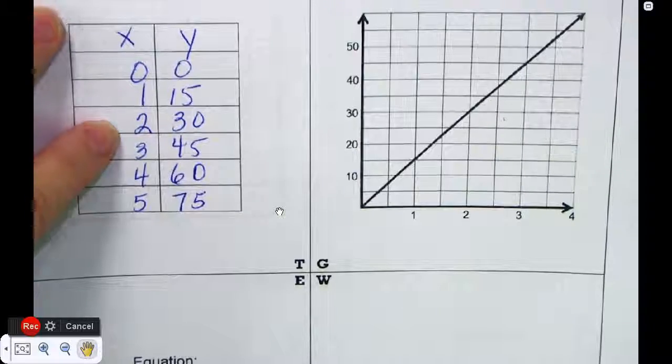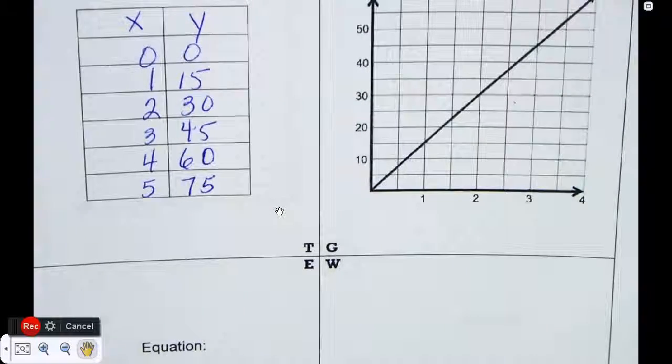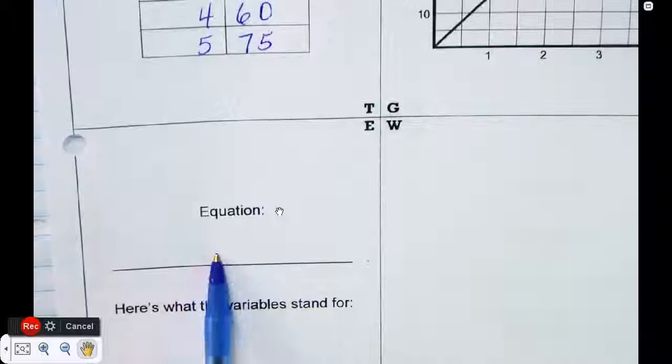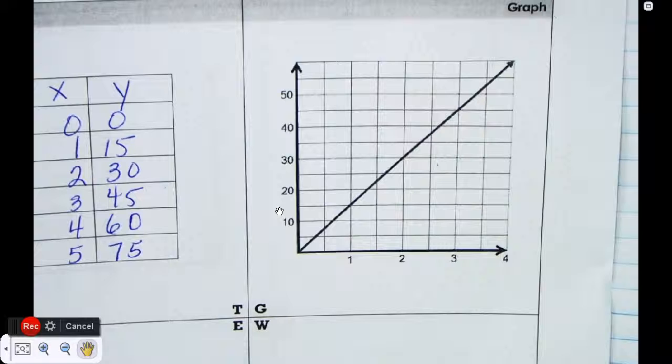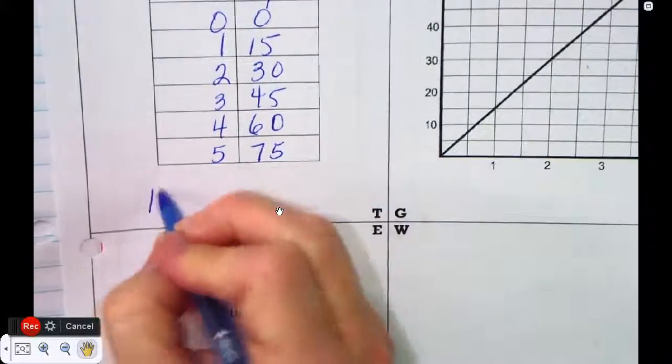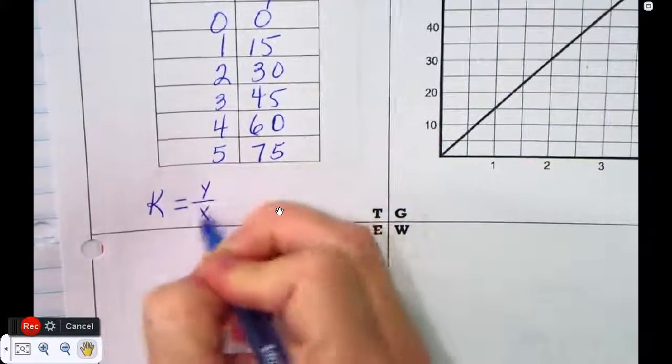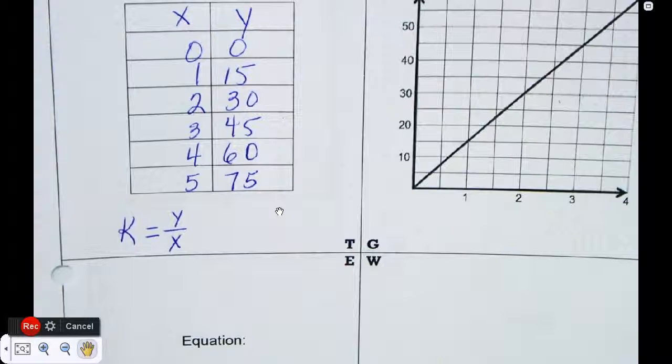Okay, now we're going to have to write the equation down here. Oh wait, I forgot to ask you something totally important. Is this graph proportional? Yes. So we know there is a constant of proportionality or unit rate. So right here we're going to put K equals Y over X. Go find K for me and then go write your equation.